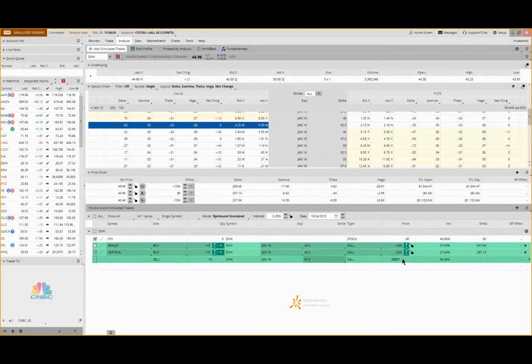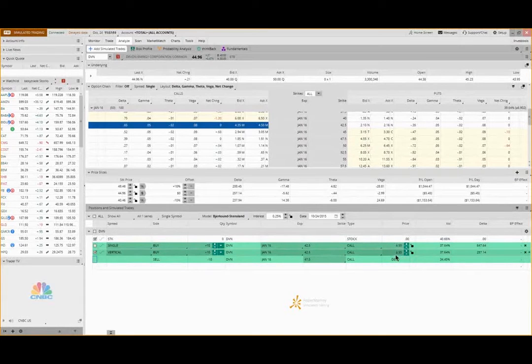So I can do one of two things. I can either buy the same number of contracts and reduce my risk because I'm spending less money. Remember, the maximum I can lose is what I'm spending, what I'm paying for this. So rather than pay $4.50, my maximum risk is $2.55. Or I can double up and buy twice the number of contracts, right?